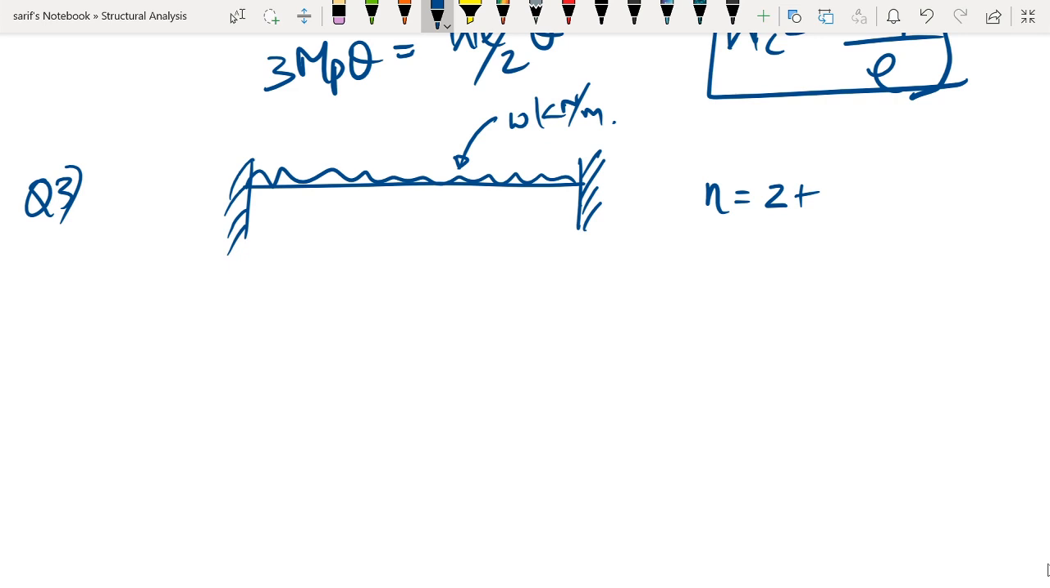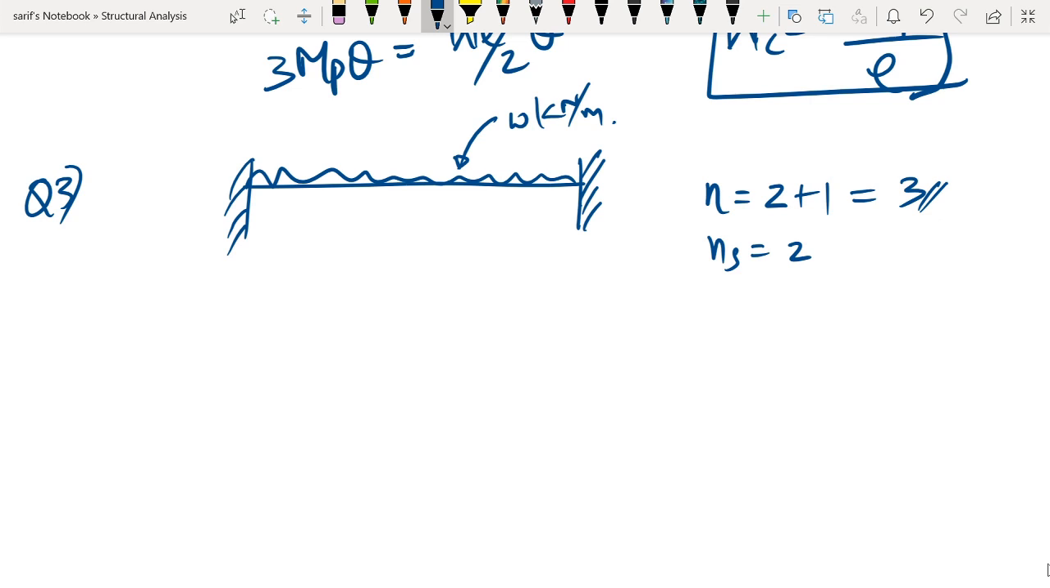Another is there can be a point where the span moment can be maximum, and because of symmetry it will be the center point. Therefore one more point is there. So there are total 3 points of possible plastic hinge location. Next thing we have to do is we need to know the degree of indeterminacy. As you know, the degree of indeterminacy is 2 here.